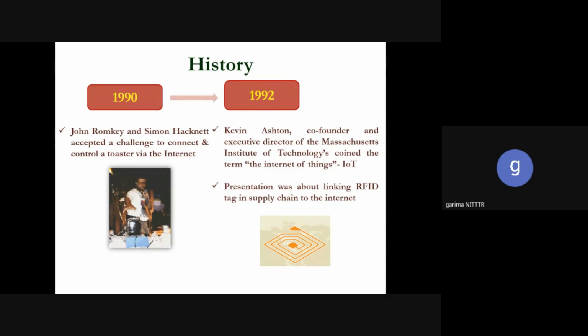But exactly in 1992, we can say Kevin Ashton, co-founder and executive director of MIT's Auto-ID Center, coined the term IoT, Internet of Things. He gave the concept that connected devices are considered the Internet of Things, and he made a presentation at a conference where he talked about linking RFID tags in the supply chain to the internet. So the first commercial application proposed was the linking of RFID tags to the internet, and that too for the supply chain system.